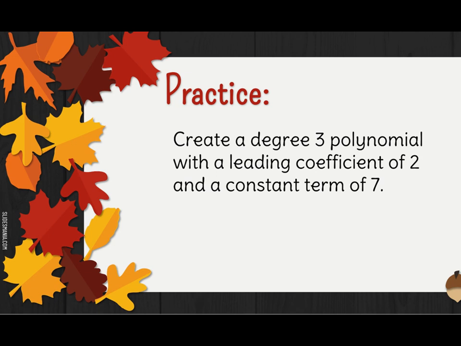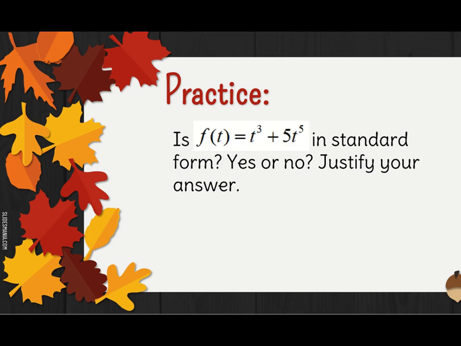All right, some practice for you. So create a degree 3 polynomial with a leading coefficient of 2 and a constant term of 7. So use our definitions to go ahead and do this, and then go ahead and answer the question. All right, next question. Is f of t equal t cubed plus 5t to the 5th in standard form? Yes or no? And then think about justifying your answer. Why is it in standard form, or why is it not in standard form? And then go ahead and put your answer in.